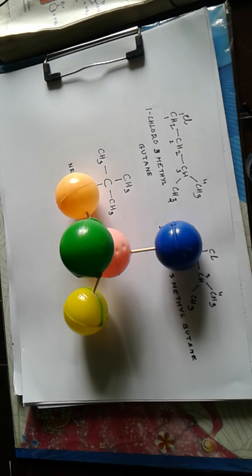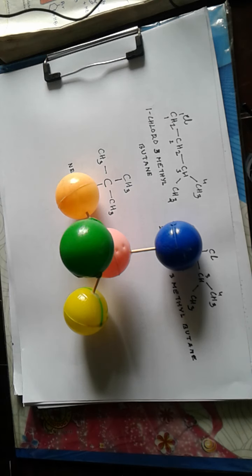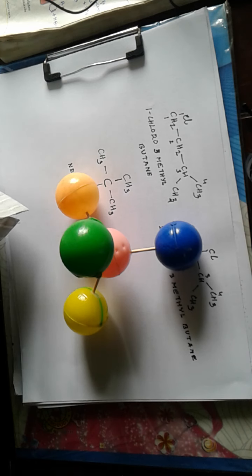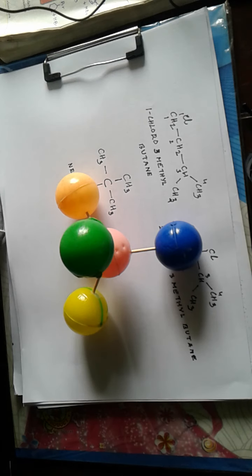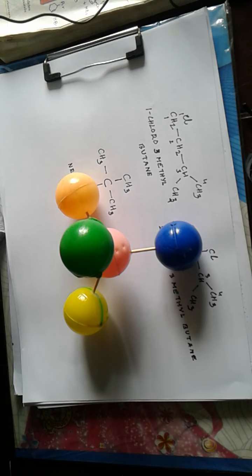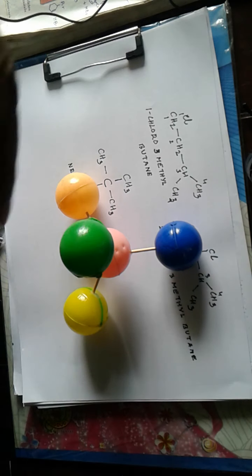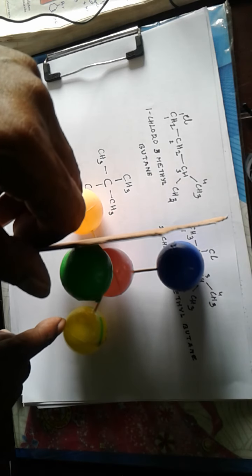Now this is a molecular model of neopentane, where balls of different colors are selected but all are methyl groups, and these colors are selected to introduce the symmetry of the molecule. Now consider a plane like this. Then this methyl and this methyl become images, so they are similarly placed.